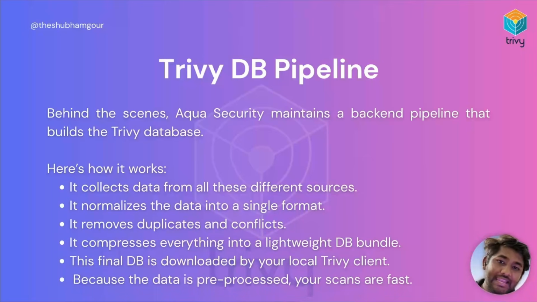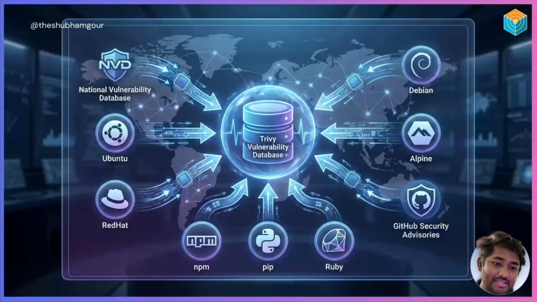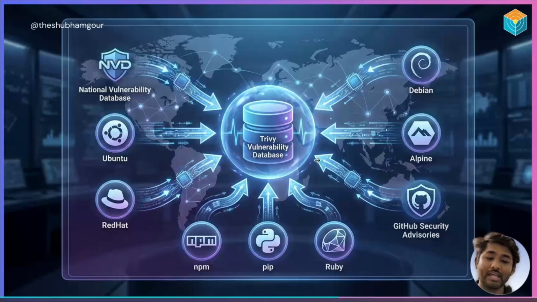Now, let us understand the life cycle of the Trivy database pipeline. Behind the scenes, Aqua Security maintains the backend pipeline that builds the Trivy database. Now, how does it work? It collects the data from all these different sources. When I say different sources, we are talking about the different advisories it is taking reference from: NVD advisories, OS advisories, GitHub advisories, and package managers. So here, Aqua Security is the company who is taking care of maintaining this Trivy vulnerability database.